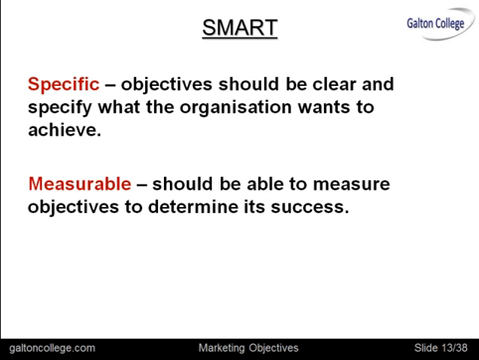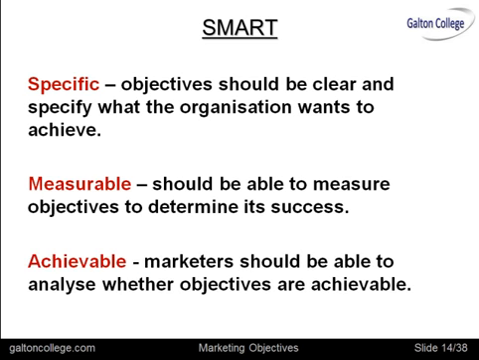It must also be measurable. It's impossible to say if the organisation is achieving anything if it can't be measured. You've got to know where you are now, where you want to be, and you've got to be able to measure the progress towards achieving the objective. So the SMART objectives should be measurable and should be achievable.